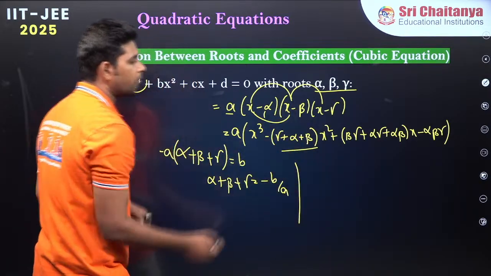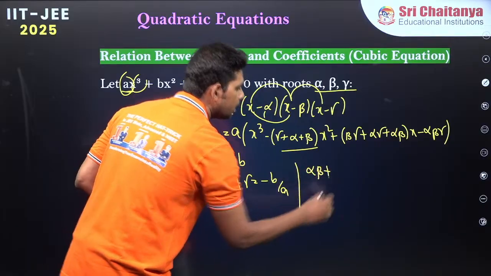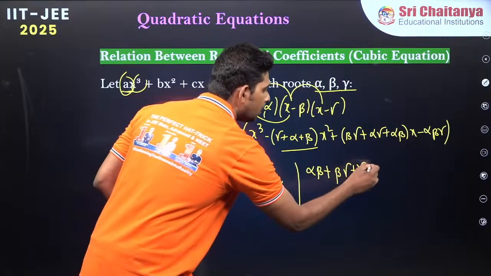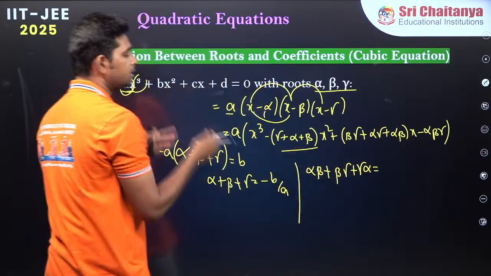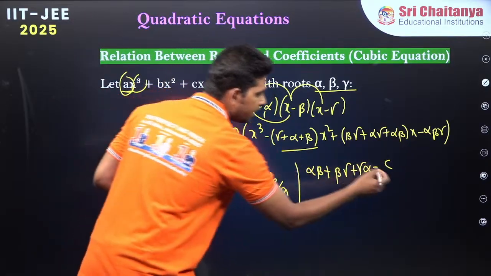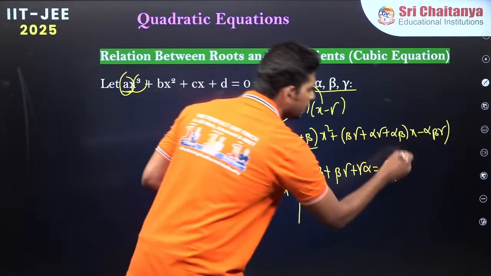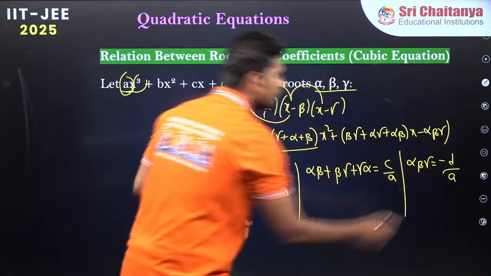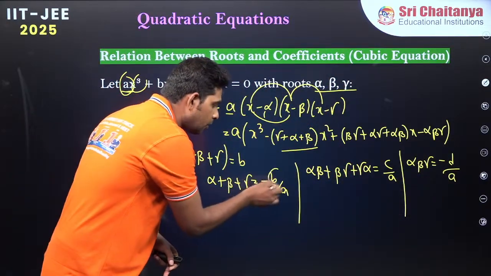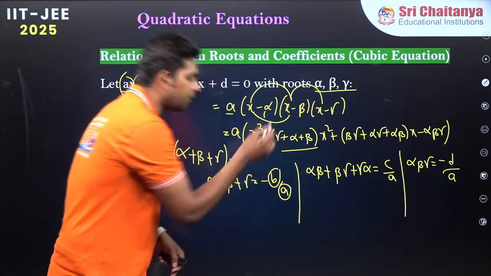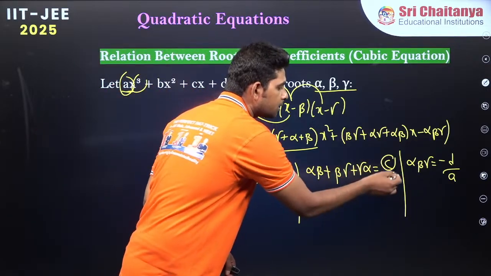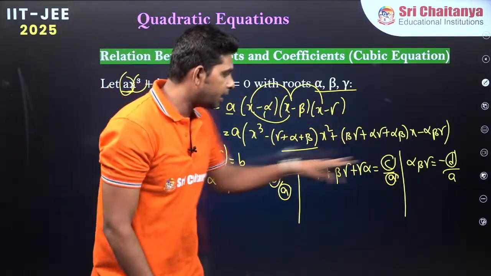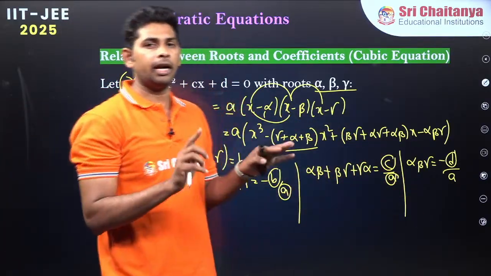Similarly, you can compare the coefficient of x there. You are going to get alpha beta plus beta gamma plus gamma alpha is equal to c by a, and alpha beta gamma is equal to minus d by a. Or simply you can write b as the coefficient of x square, c as the coefficient of x, d as the constant, and a as the x cube coefficient. You can write all this for any cubic equation.